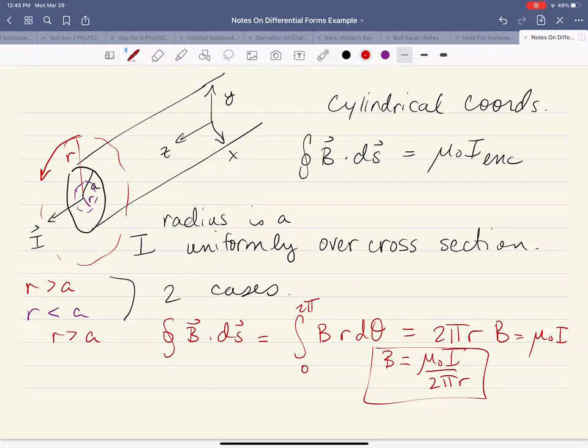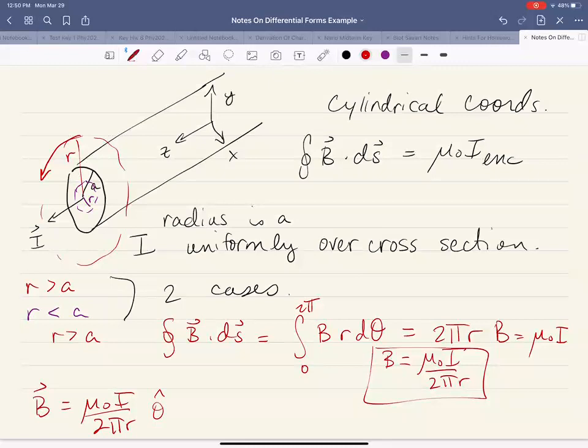Now, what direction is it? Well, we're here in cylindrical coordinates. We have r hat, which is the distance radially away from the z-axis. We have z hat, which is the distance along the z-axis from the origin, in the z direction. And then theta hat would be encircling that z-axis. So B here would be mu naught I over 2 pi r theta hat.